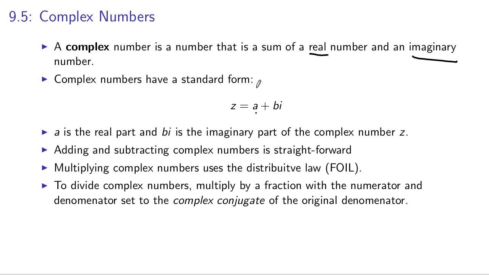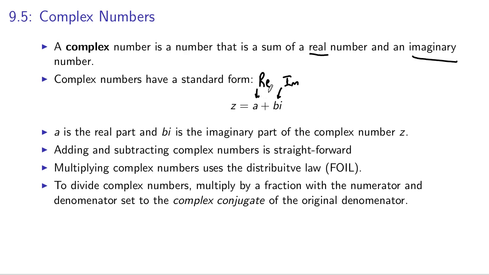A is the real part, which you can abbreviate RE if you need to abbreviate it, and bi is the imaginary part. Okay, so A is a real number, and bi is a complex number. B is the coefficient of i, and i is the square root of negative 1, as we defined previously. Z is the name of the whole complex number. So a complex number, unlike any other number we've studied so far, has two parts.